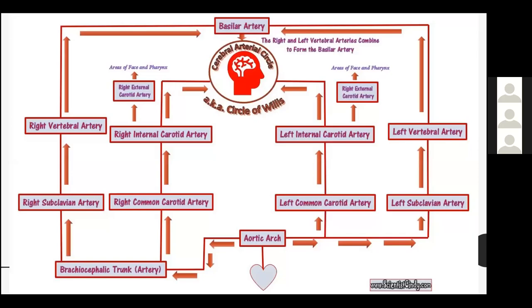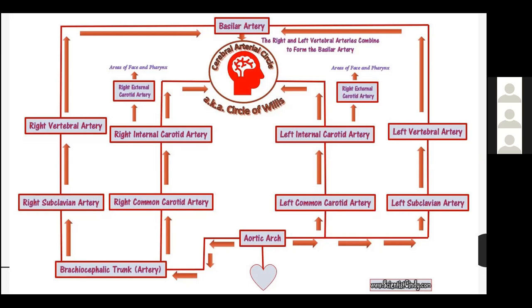Cerebral blood supply, so arterial supply. Let's start from the heart. On the left side, the left common carotid artery arises directly from the aortic arch, and on the right side, it arises from the brachiocephalic trunk. So it's the main difference. If someone asks in the viva where the blood supply of the brain is and from where these arteries originate: the left common carotid artery originates directly from the aortic arch, and the right common carotid artery arises from the brachiocephalic trunk.